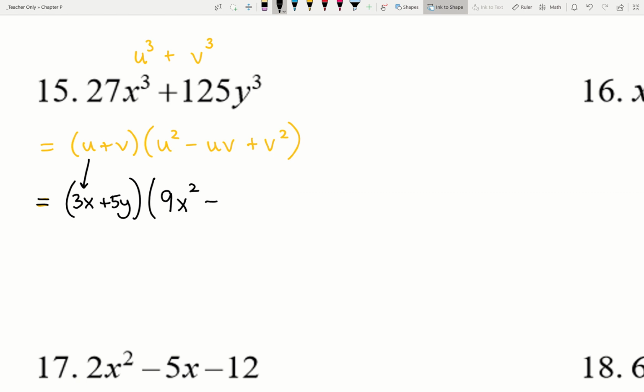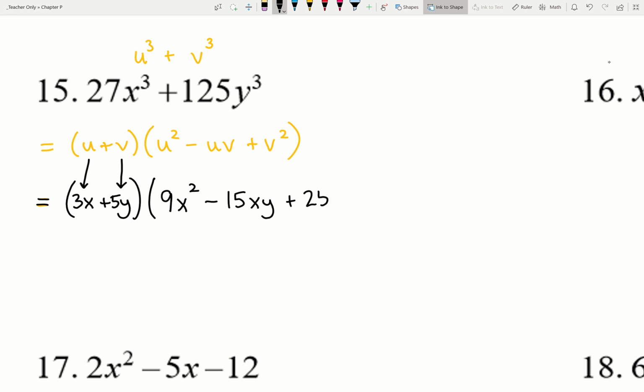I'm going to pick up with my minus, and then we want to do u times v. Well, playing the role of u is 3x, playing the role of v is 5y. If I do that, 3x times 5y, I'll do the 3 times 5, that makes 15. And then x times y, I would just write that out, x times y. And then finally, I need to finish up here by figuring out what v squared is equal to. Well, playing the role of v is 5y.